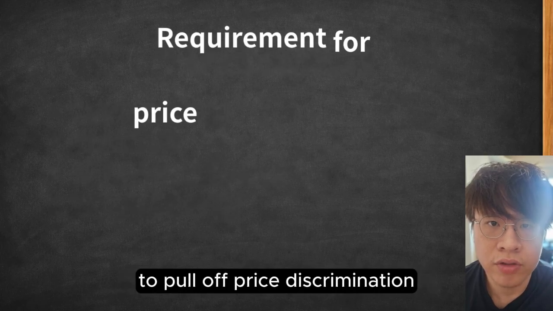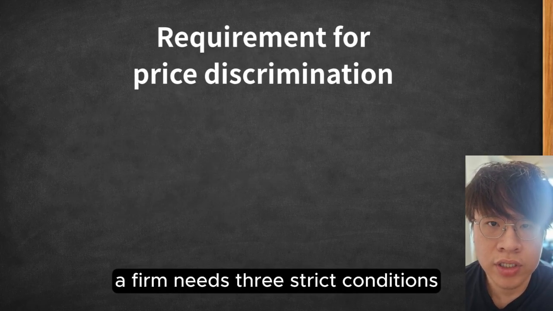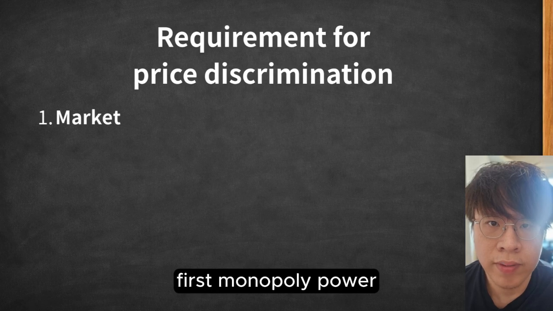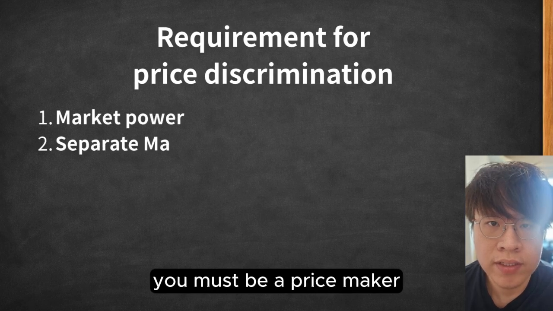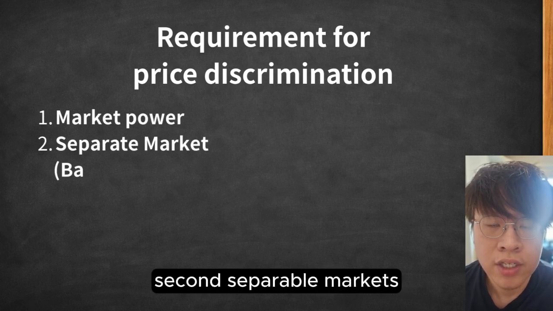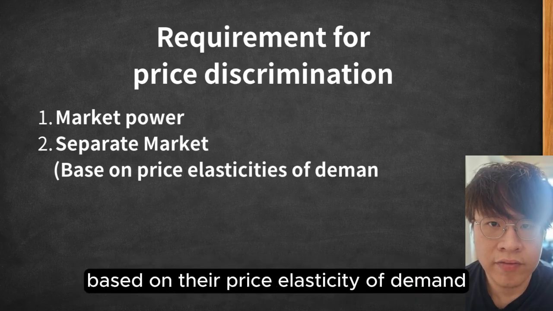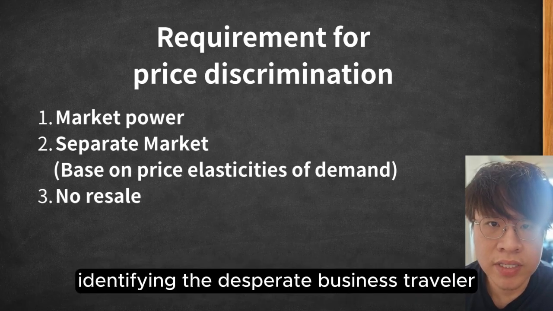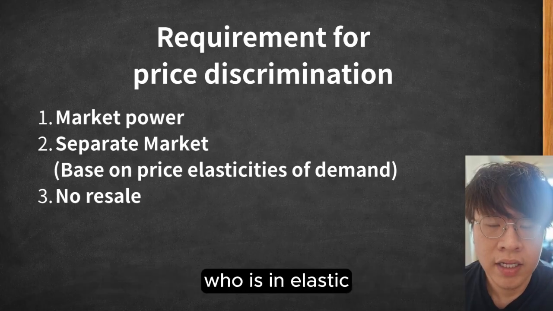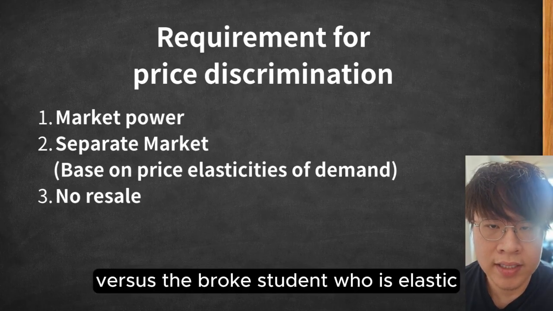To pull off price discrimination, a firm needs 3 strict conditions. First, monopoly power. You must be a price maker. Second, separable markets. You need to be able to distinguish between consumers based on their price elasticity of demand, identifying the desperate business traveler, who is inelastic, versus the broke student, who is elastic.